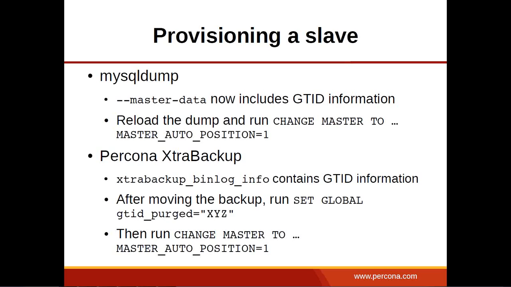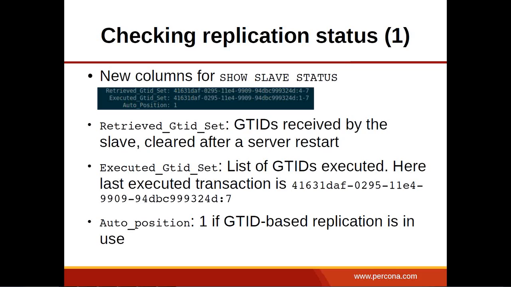But we also have new columns in the output of SHOW SLAVE STATUS, at the end. For instance, we have Retrieved_Gtid_Set. This is an indication of the set of GTIDs received by the slave, which may be empty, for instance, after a server restart. You also have Executed_Gtid_Set, which is the list of GTIDs that have been executed by the server. So here, from the picture, we know that the last transaction executed on the server is 4161, 631, etc., colon 7.